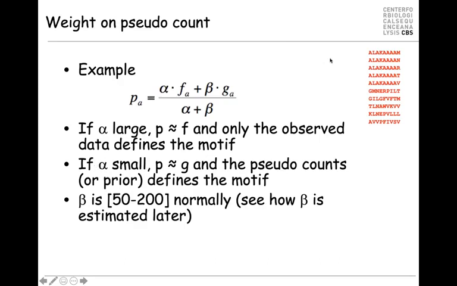If alpha is small, like here, you only have 10 peptides, so alpha is 9, beta is still 100, right? So now this term becomes small and P becomes equal to G. And then it becomes very important to include these pseudo counts, right? So it's kind of the idea that if you have a large data set, you don't care about pseudo counts, the raw observations are sufficient. If you have few observations, pseudo counts are very important because you have only seen a small proportion of the total space of binding peptides.